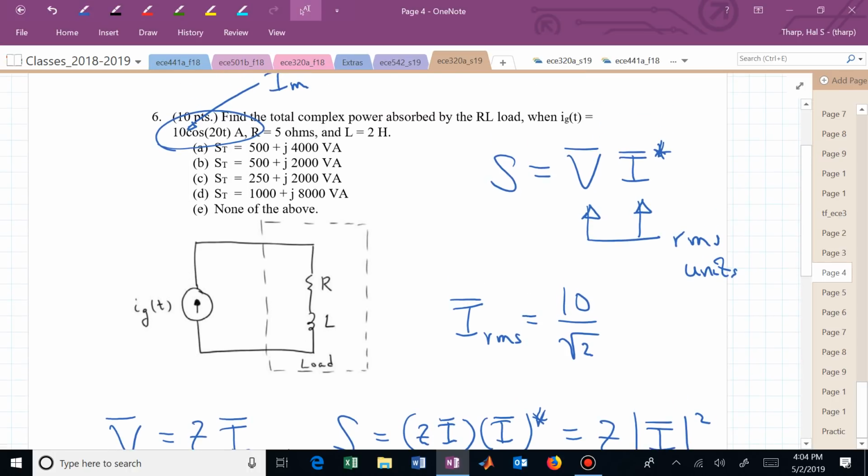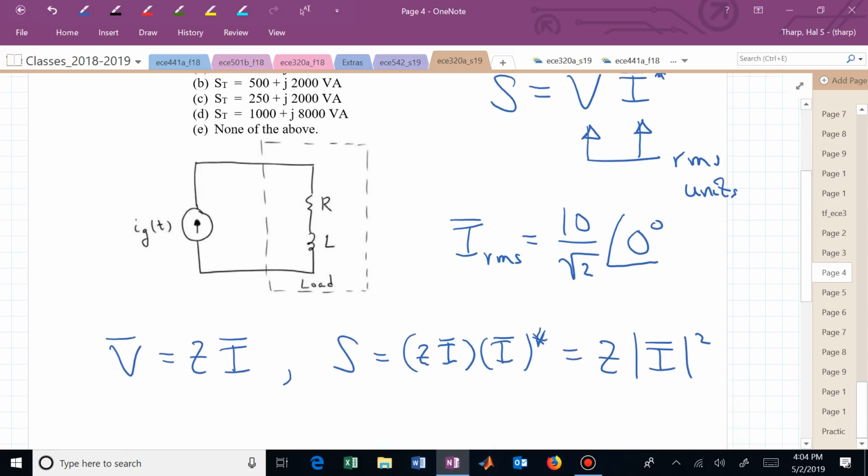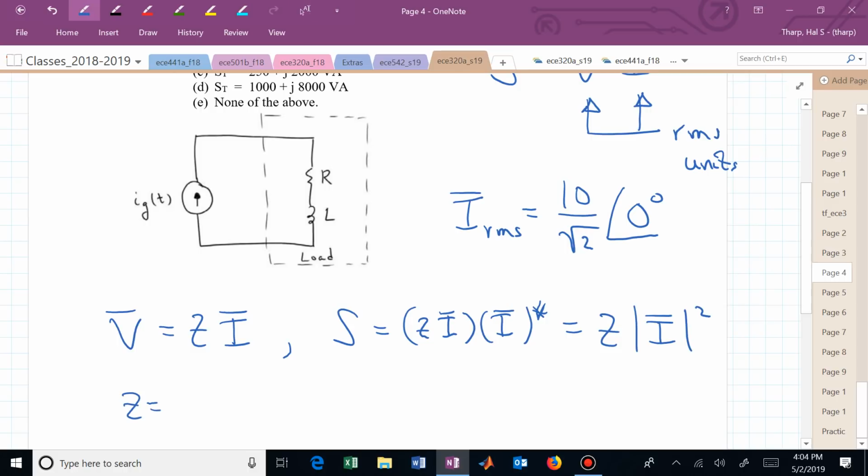Actually, that's not really the phasor form. This is at 0 degrees, isn't it, if I use that as a phasor, since I don't have any shift in my argument of the cosine. It's at 0 degrees. Do I have Z? What's Z? Okay, now Z is equal to R plus J omega L.